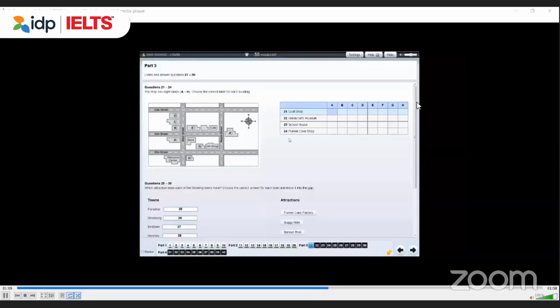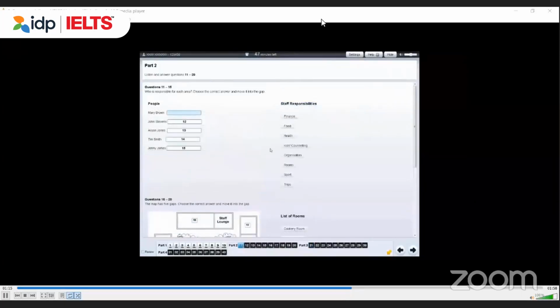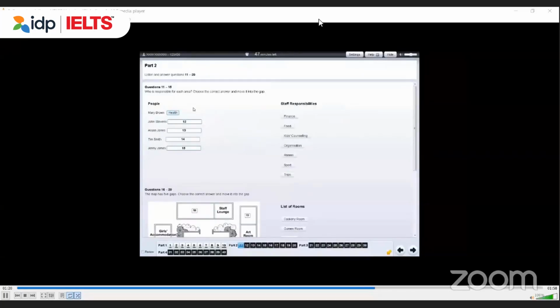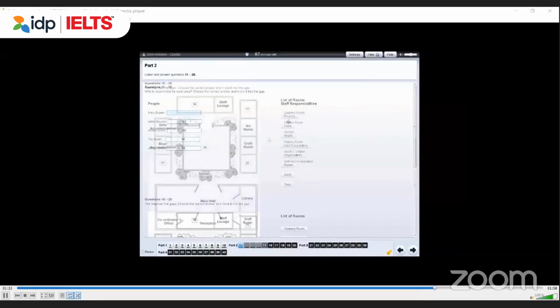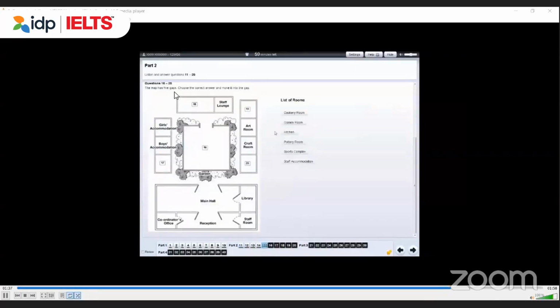space in the table. For some questions, you need to click on an answer and move it into the gap. If you want to change an answer, move another answer into the gap. If you want to leave the question unanswered, move the question back. And for some questions, you need to move an answer into a gap on a diagram.